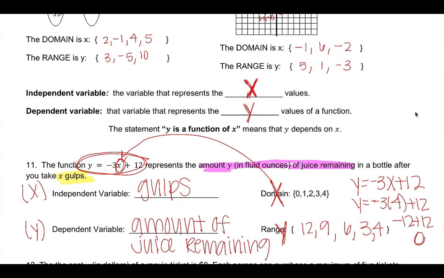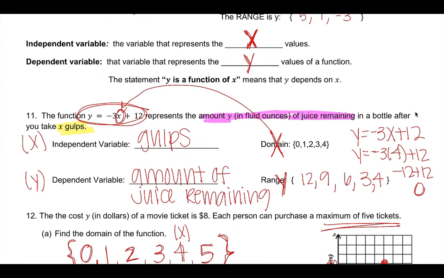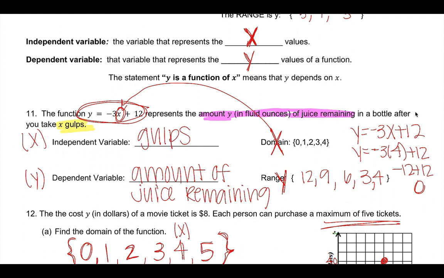Then we learned domain and range. Domain is X, range is Y. We also learned that the independent variable is X and your dependent variable is Y. So the statement Y is a function of X means that Y is dependent on whatever X is in my function machine. When I plugged in X, Y was dependent on whatever I plugged into my function machine. Just like our example with number 11, we talked about the gulps of juice and the amount of juice remaining in the cup. The amount of juice remaining depends on the number of gulps that we have.